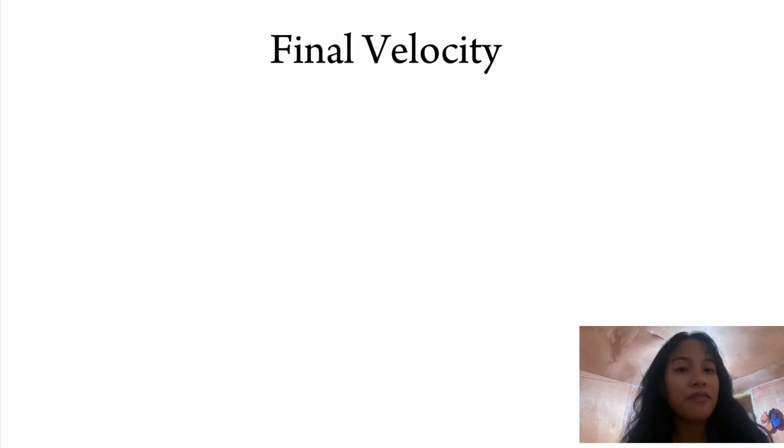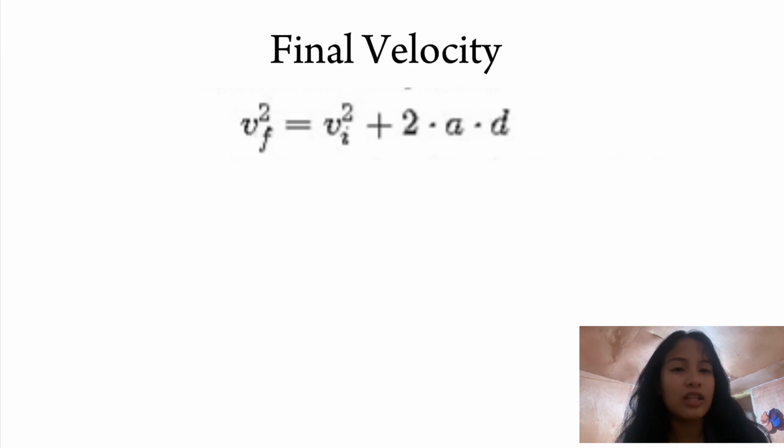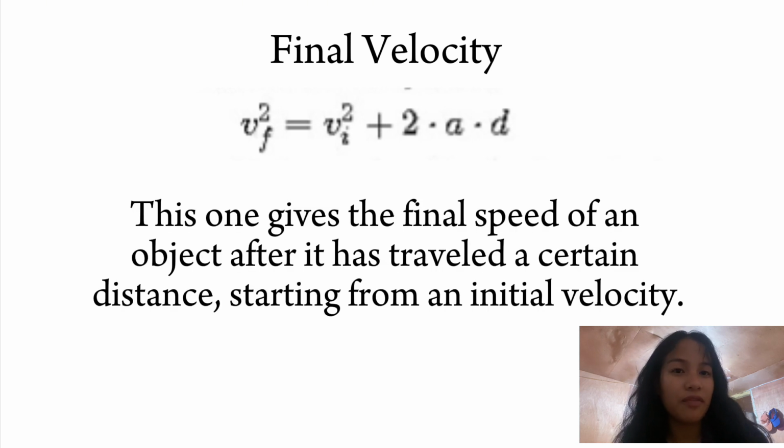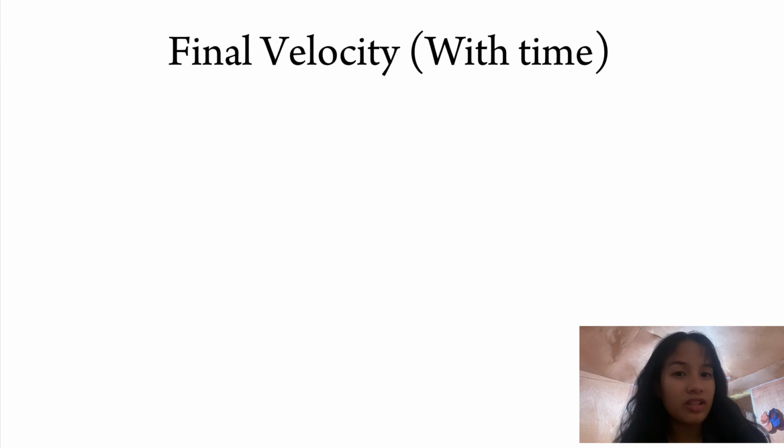Number 2. Final velocity. Vf squared is equal to Vi squared plus 2 multiplied by a multiplied by d. This one gives the final speed of an object after it has traveled a certain distance, starting from an initial velocity. Number 3. Final velocity. Vf is equal to Vi plus a multiplied by t.